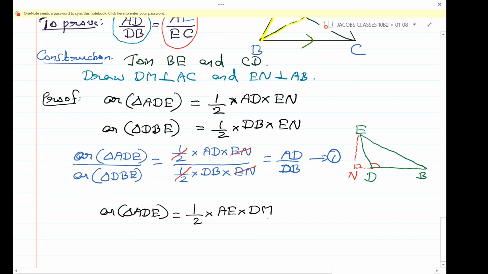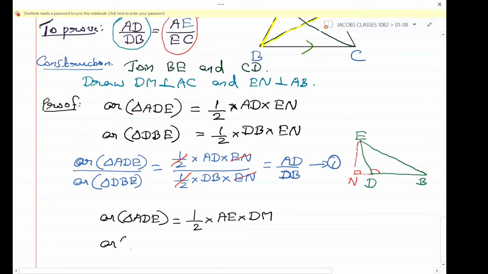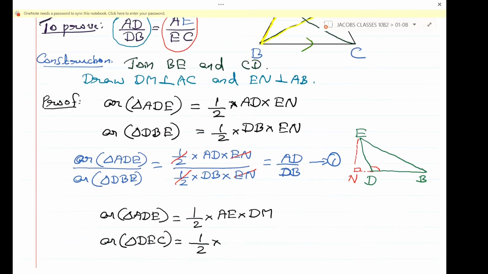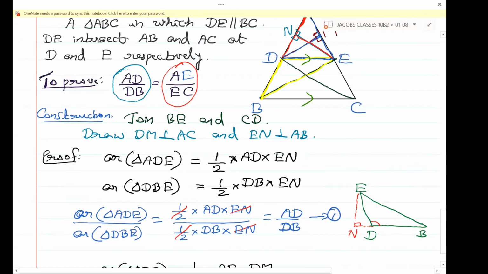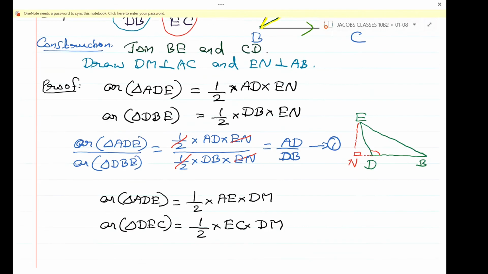Same way, we have to get the triangle with EC as the base. So the triangle is DEC. So area of triangle DEC is equal to half, and the base is EC, and the height is outside the triangle, that is DM. Is it clear? The base is this one, EC. So this is the base, but the height, being an obtuse triangle, is DM. So half into EC into DM.